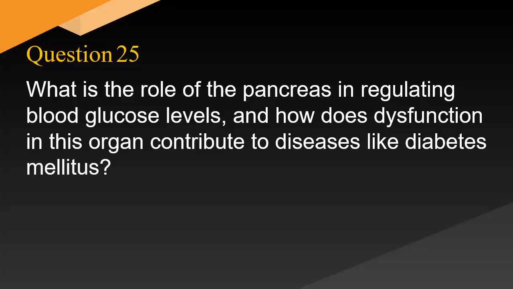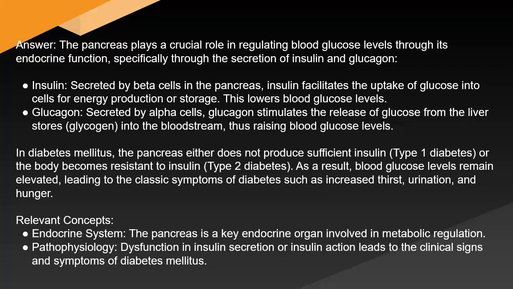What is the role of the pancreas in regulating blood glucose levels, and how does dysfunction in this organ contribute to diseases like diabetes mellitus? Answer: the pancreas plays a crucial role in regulating blood glucose levels through its endocrine function, specifically through the secretion of insulin and glucagon. Insulin, secreted by beta cells in the pancreas.